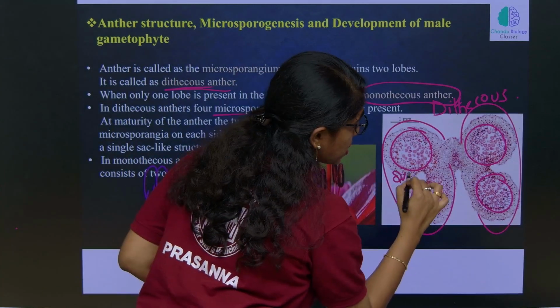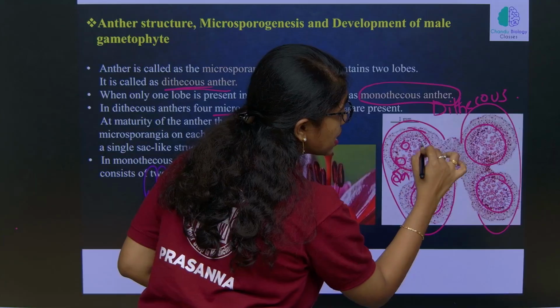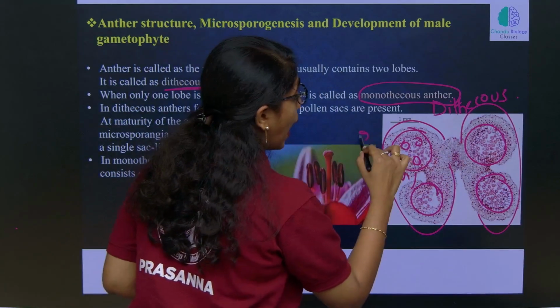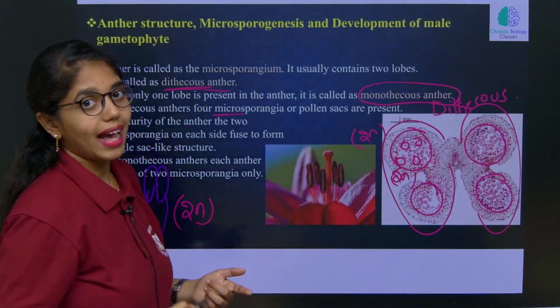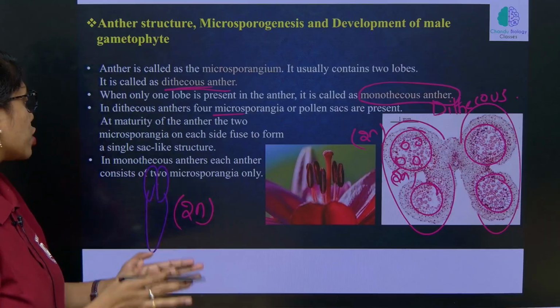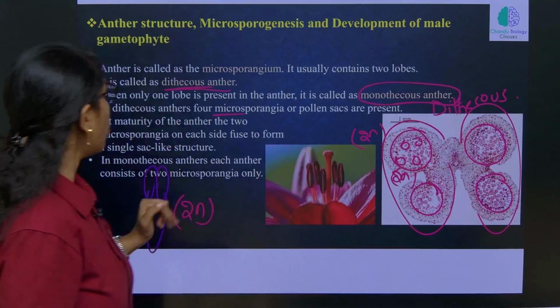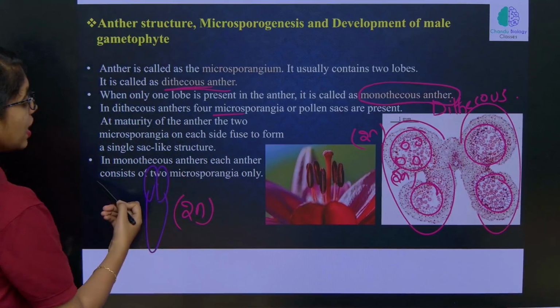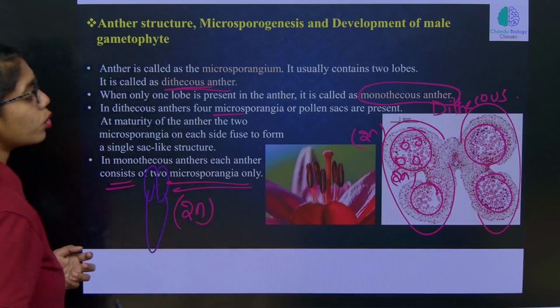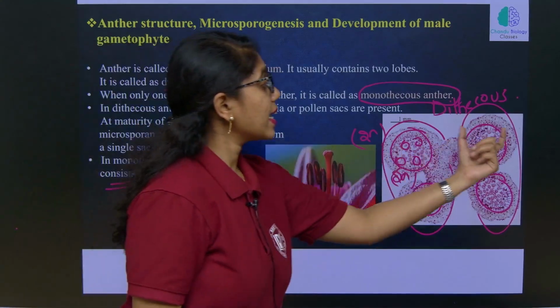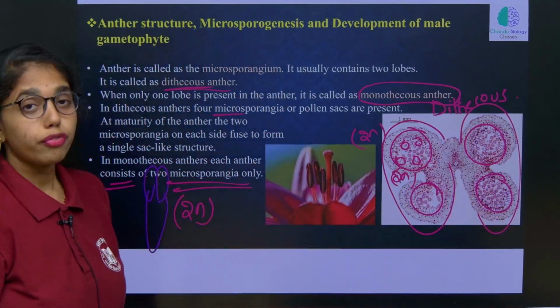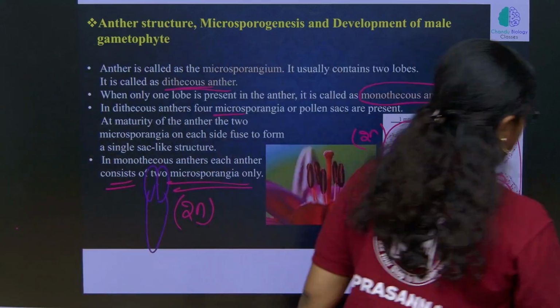Sporogenous tissue is diploid. All the cells present in the sporogenous tissue are diploid, which are called pollen mother cells or microspore mother cells. In a monothecous anther, each anther consists of only 2 microsporangia. In a dithecous anther, you can clearly see 4 microsporangia.